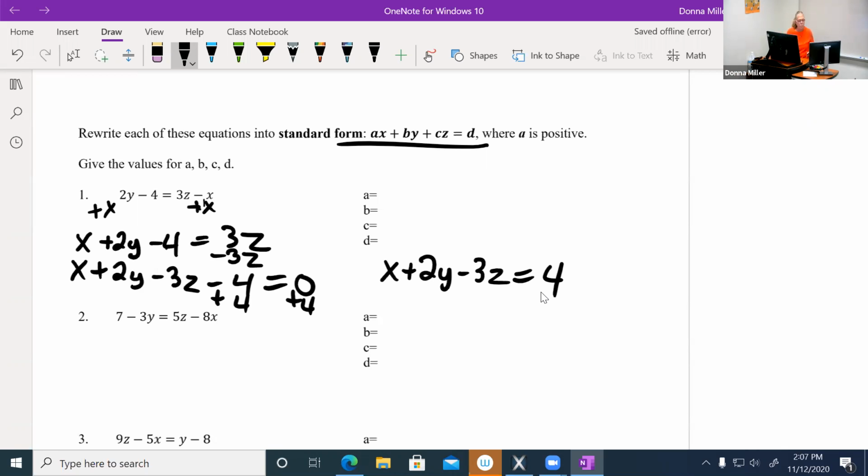Now, honestly, I just move them back and forth. I know if I change a sign, a negative becomes positive, a positive becomes negative. All right, so my coefficients would be 1, 2, -3, and 4. Okay, just put them in alphabetical order.